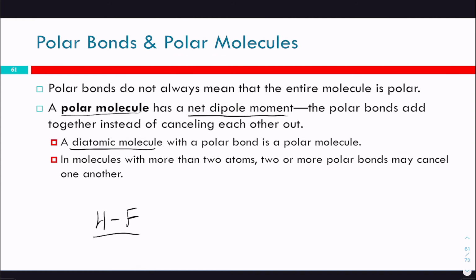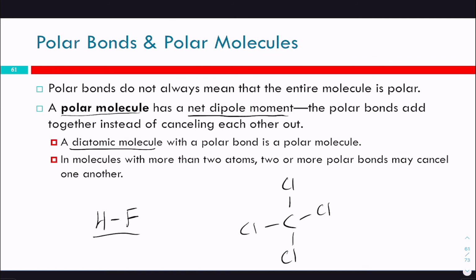But for other molecules, if we had 2 or more polar bonds, let's just say we had carbon tetrachloride, that's this shape. So each of those bonds individually is polar, but they're all pulling at directly opposing angles away from the central carbon atom. So our overall dipole moment is 0.